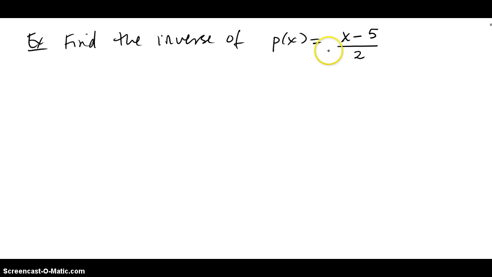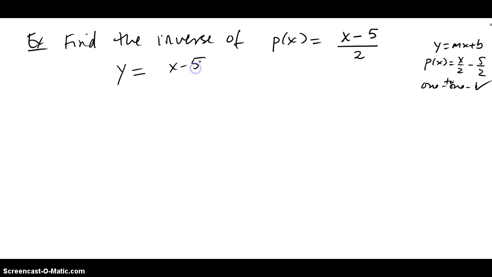Find the inverse of p of x equals x minus 5 over 2. Again, this looks like y equals mx plus b, because if I simplify it, p of x could really be x over 2 minus 5 halves. So this is 1 to 1 because it's a line. Since it's 1 to 1, I really have y equals x minus 5 over 2 to work with. So I switch the x and y values, and then I solve for y.